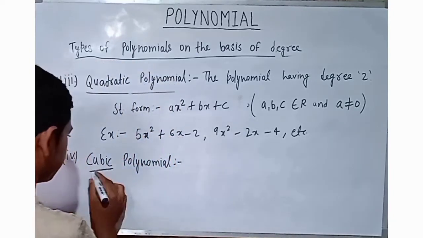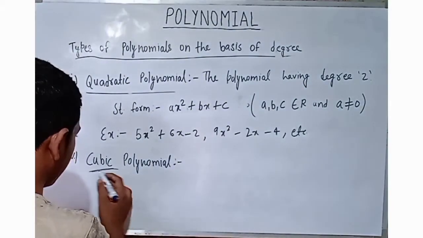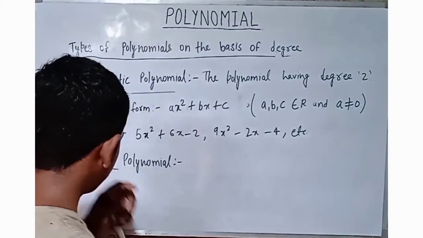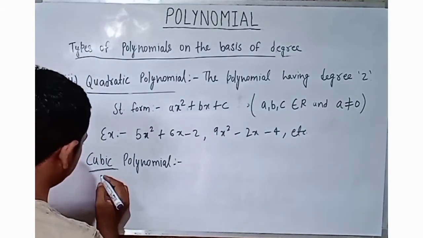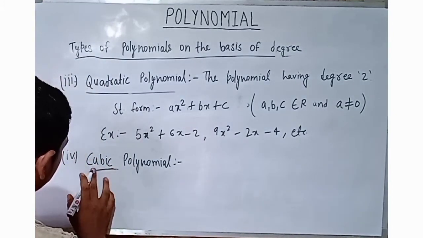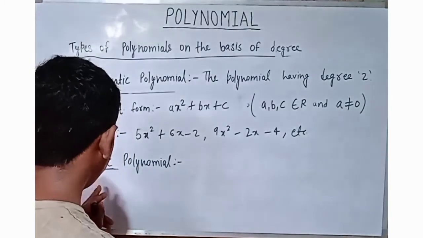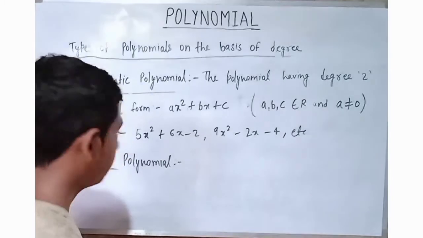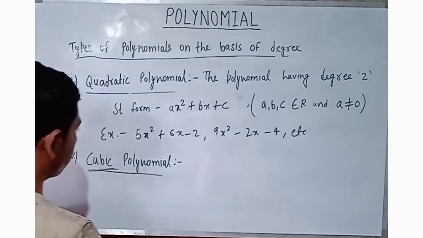So here it is written, cubic means the polynomial having degree 3. Okay, this polynomial का degree 3 होगा, sorry, it will be 3. So cubic polynomial is the polynomial having 3 as a degree. जिस polynomial का degree 3 होगा उसको बोलेंगे cubic polynomial.